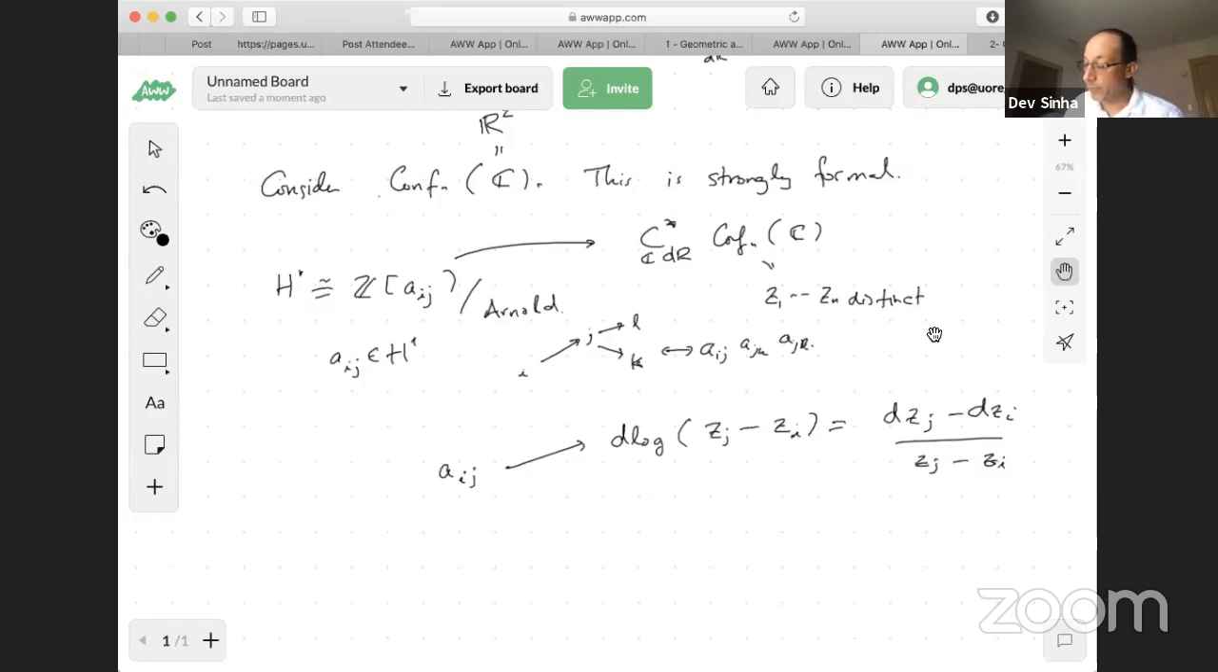And now the Arnold identity holds on the nose at the cochain level with this choice. And that's very special in two dimensions. Again, the Arnold identity is just that Aij Ajk plus Ajk Aki plus Aki Aij is equal to 0. And that's special. So that actually then gives strong formality in this case.